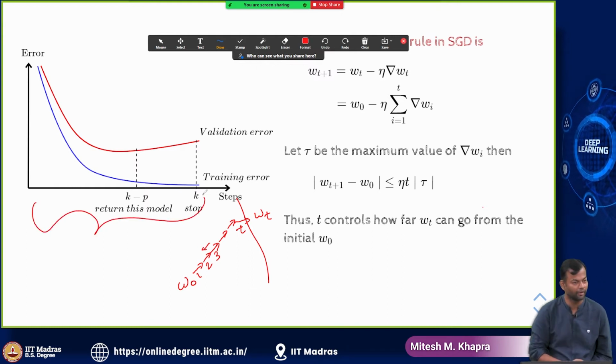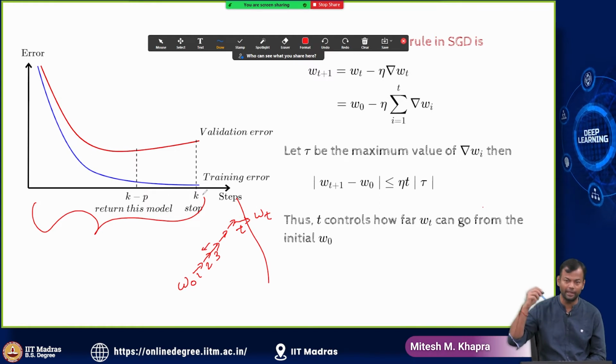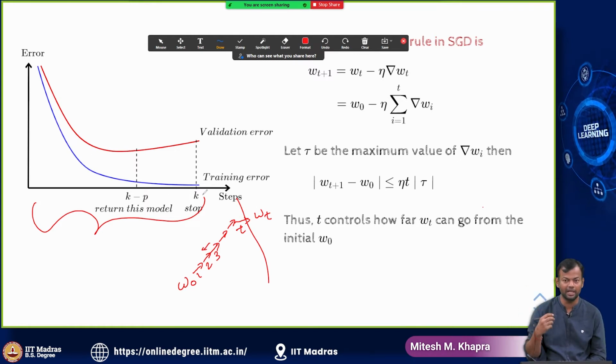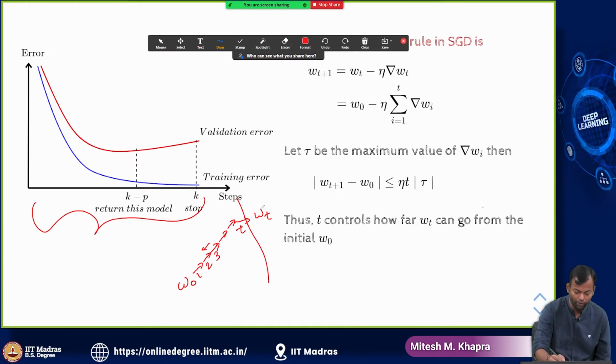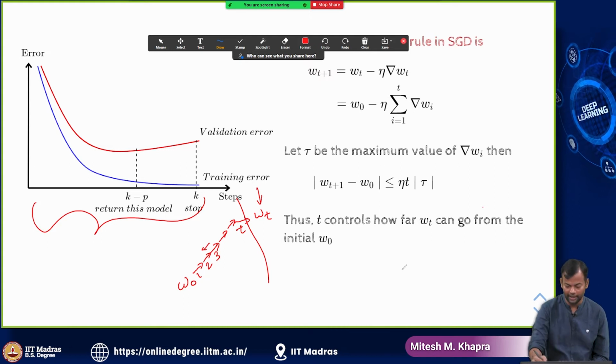T here is the number of steps, and you are doing early stopping. That means instead of training for a million, 10 million, 100 million steps, you are going to stop at some point, right? So that is going to determine how far this Wt can go from the initial value. And that is exactly what you do in some sense in L2 regularization also, right?